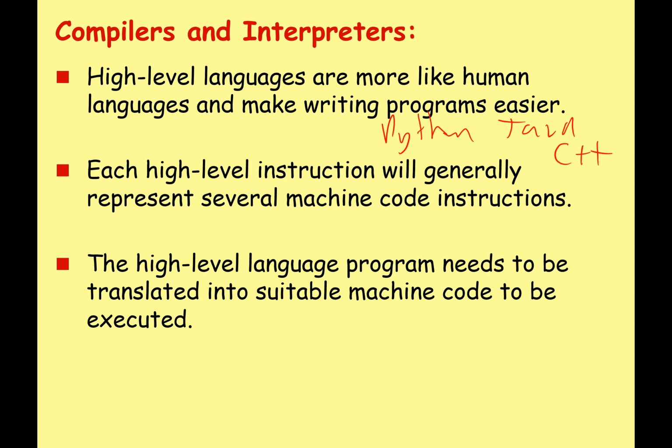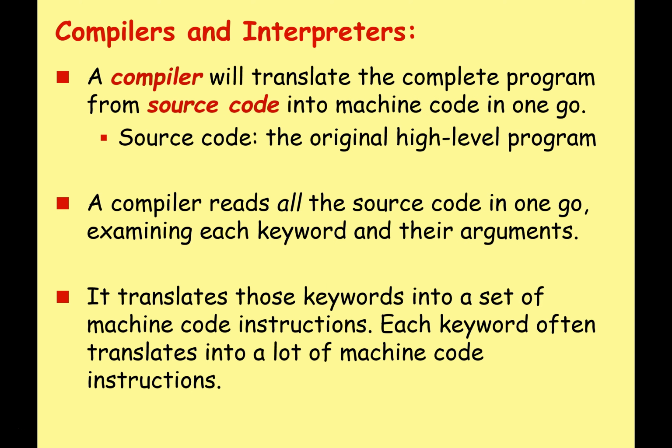Again, high-level language programs need to be translated into machine code before they can be executed. A compiler will translate the complete program from the source code into machine code in one go. So it'll take whatever the program that's been written in Python or C# or whatever, and then in one go it'll go through it and translate it into machine code. A compiler reads all the source code in one go, examines each keyword and their arguments, and it translates all those keywords into a set of machine code instructions. As I said before, each keyword often translates into more than one machine code instruction.